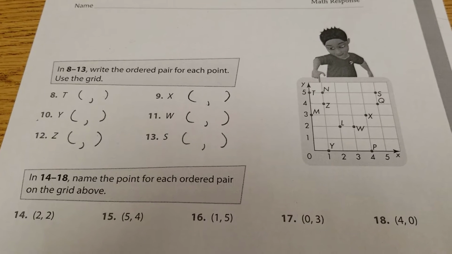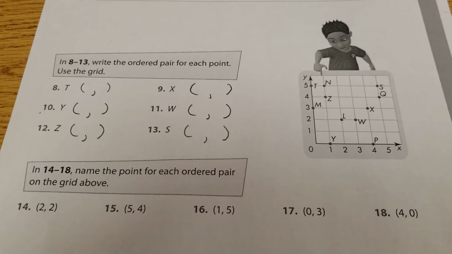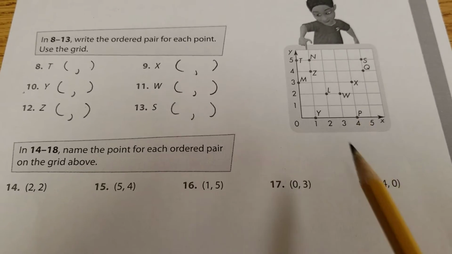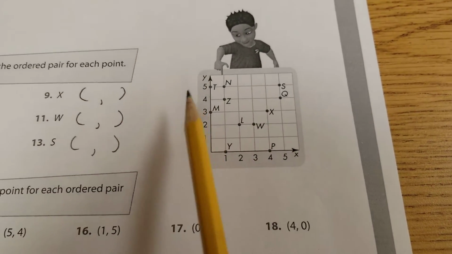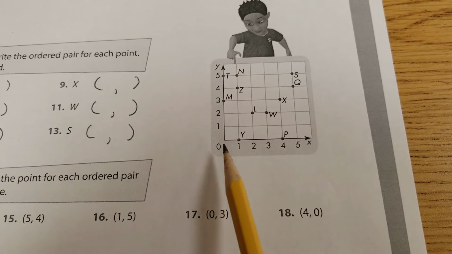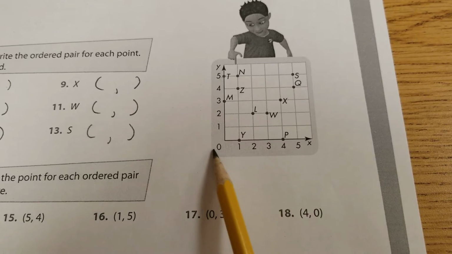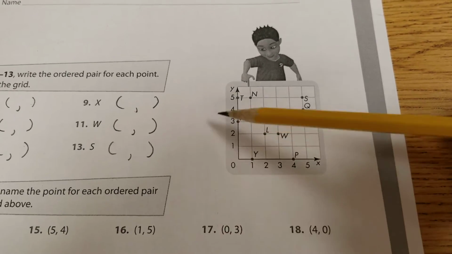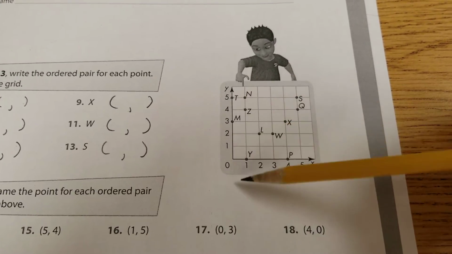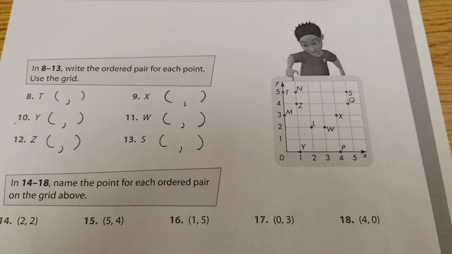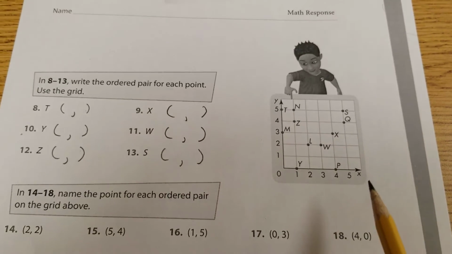For 8 through 13, write the ordered pair for each point. Use the grid. The first one we have is letter T. So I'm going to look over here and I'm going to find my letter T, which is right here. Again, for coordinates, we have to do X first, which is left to right, and then we have to do our Y value, which is up and down. Of course, we're only in the first sector today, so it's going to be fairly easy.